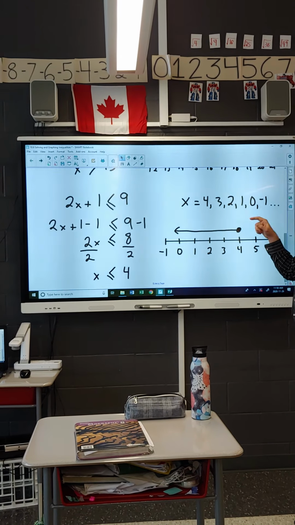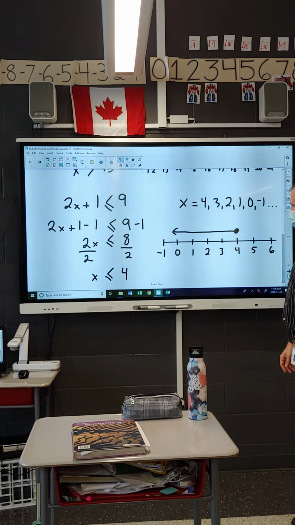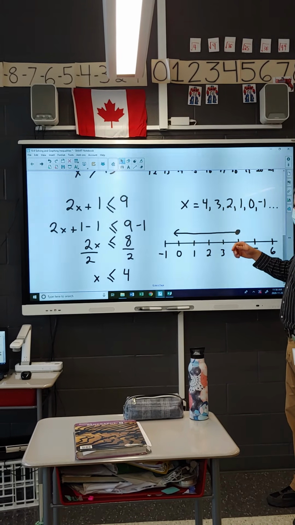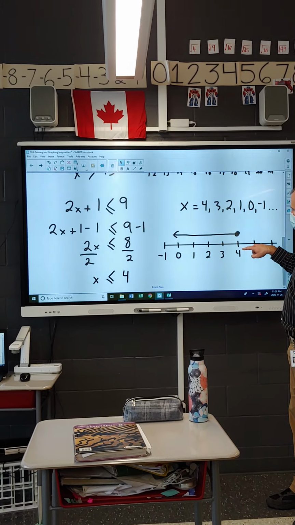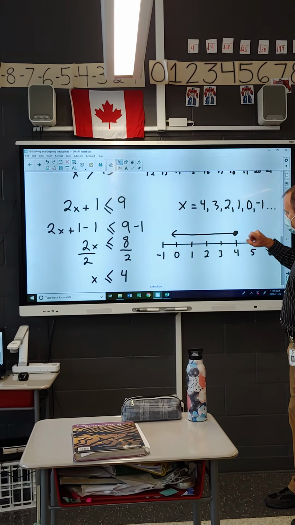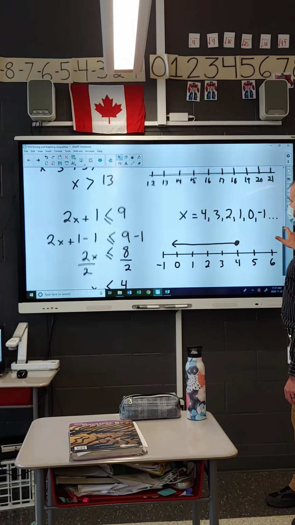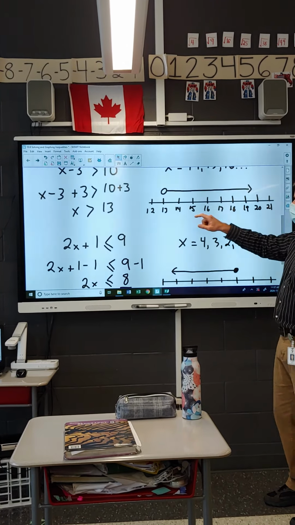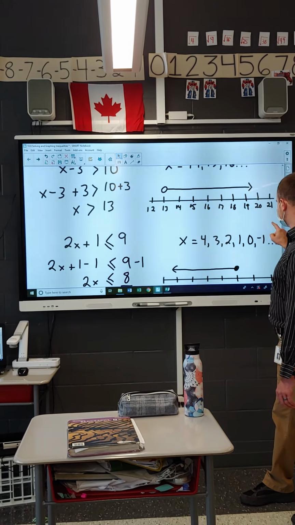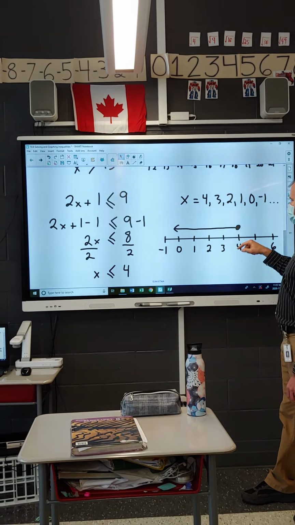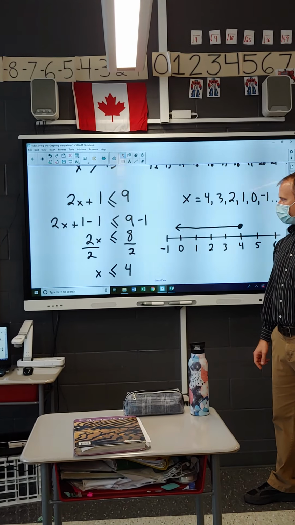It's just anything smaller than 4, right down into the negatives. For graphing it, again, we have to include 4. So in this case, we use a solid dot to say that 4 is included. If it was just, in the last case, greater than 13 but not 13 itself, we used that open dot. In this case, we want the 4, so it's a closed dot, and then all the numbers that are less than. Okay?